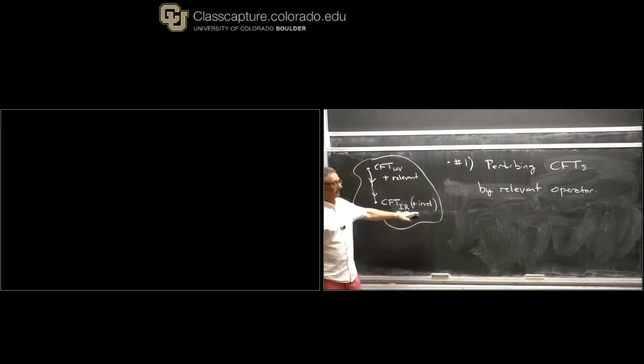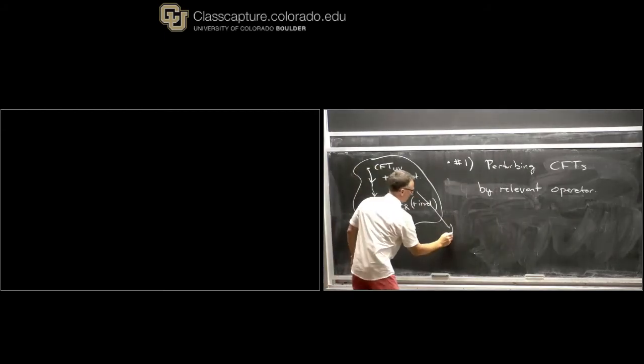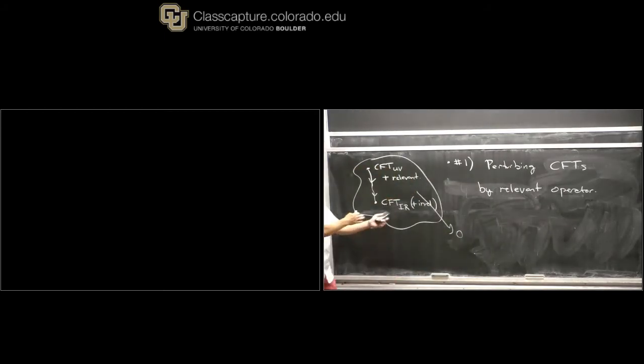I'll just put this plus irrelevant in parentheses, because as you go towards the infrared, these things go to zero. So this is the universality of the renormalization group flow, that we can have all of these irrelevant operators that float to zero in the infrared. And I'll often use this kind of general language where this conformal field theory could be free.